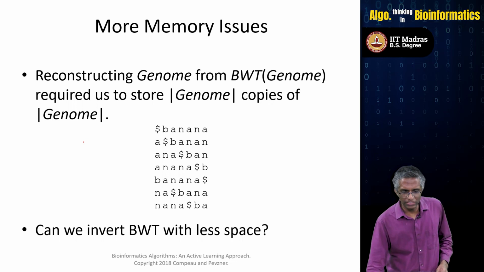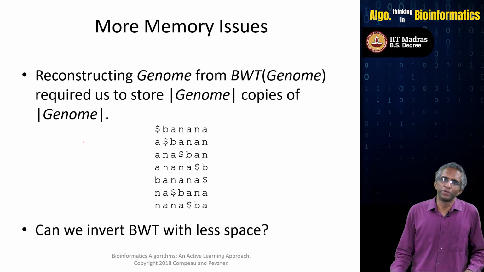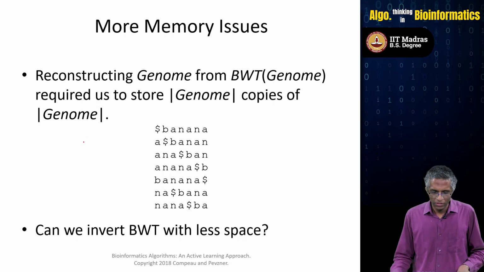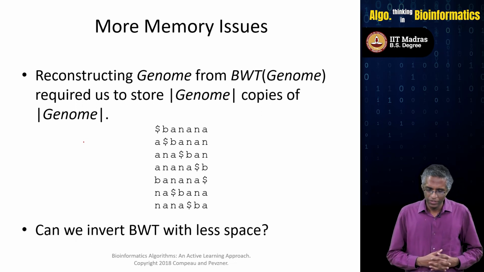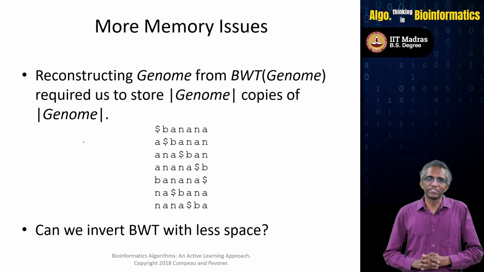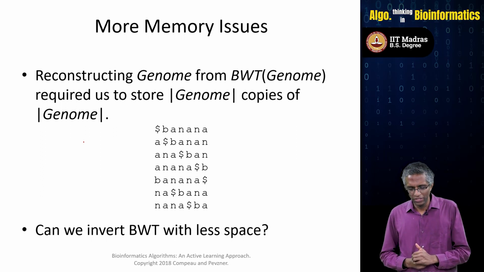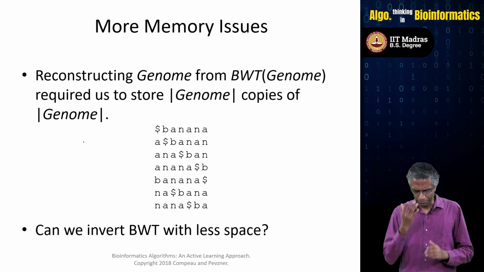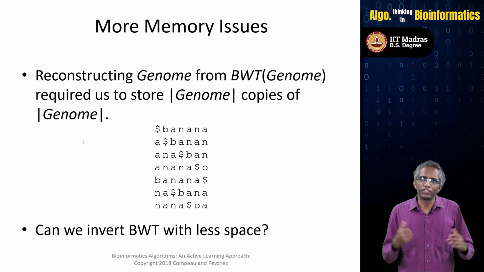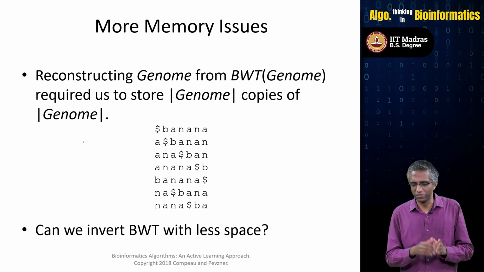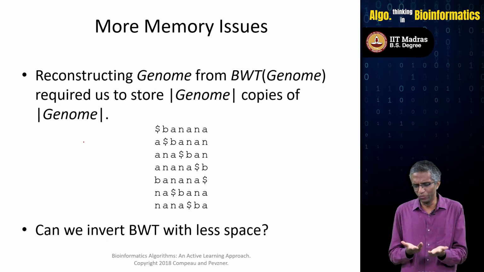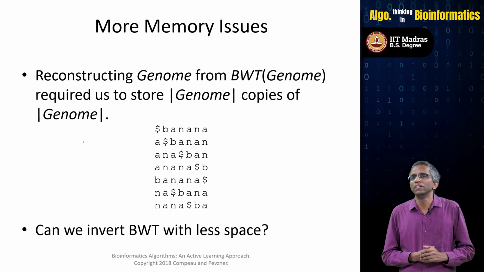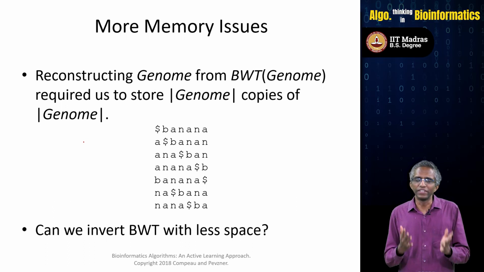So now let's understand the running time and memory issues of this procedure. Reconstructing the genome from the BWT of the genome required us to store, for instance, all of this matrix. So this matrix is again an issue. If n is the length of the genome, we have all n rotations, and each of them is going to be of length n. So we have to store a quadratic amount of space, so genome squared instead of just linear in genome.